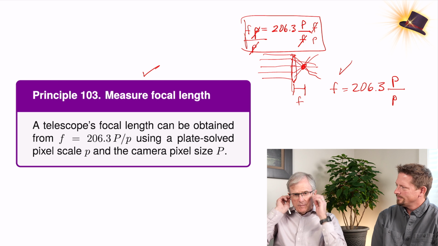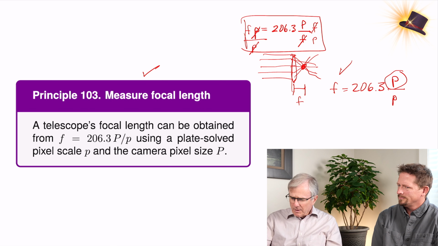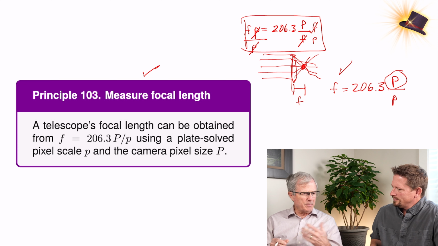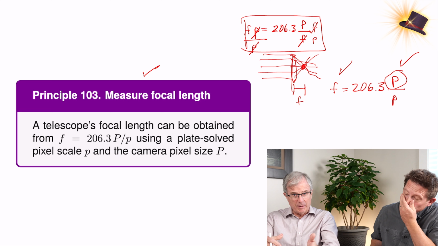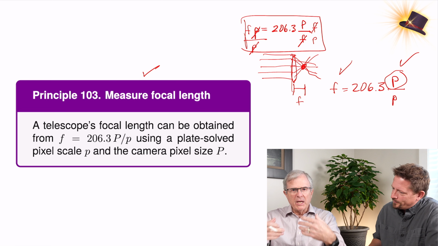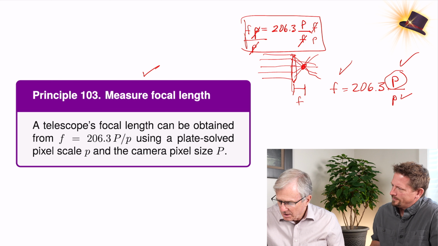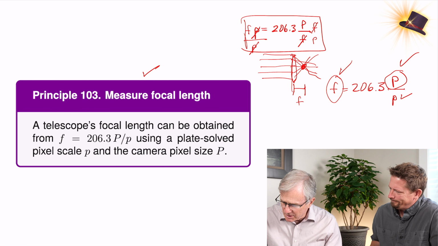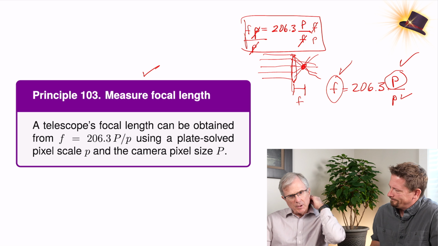So he said, to find the focal length, you can look up the pixel size anywhere online for your camera. Ours is 3.76 microns. You just have to trust whatever the manufacturer says it is. Plug that number in there. Take an image with your telescope camera combination. Plate solve the image to find the pixel scale. Plug those 2 numbers in there, and that gives you the focal length of your telescope.